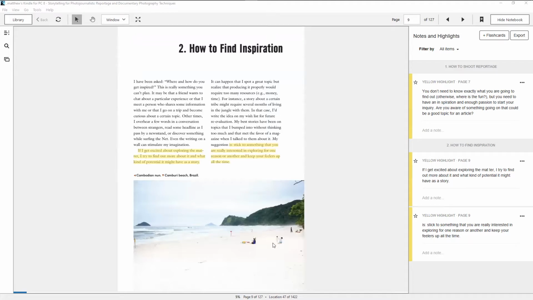One of the things when it comes to inspiration, I highlighted this because this is actually true, and this is something that you're going to see a lot of from time to time. It says, if I get excited about exploring the matter, I will try to find out more about it and what kind of potential it may have as a story. Stick to something that you are really interested in exploring for one person or another, and keep your feelers up all the time.